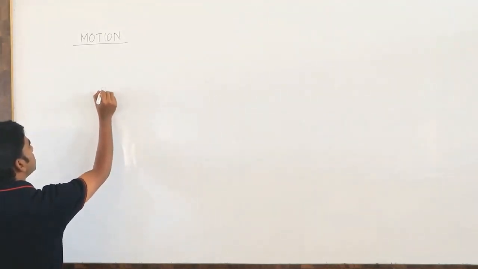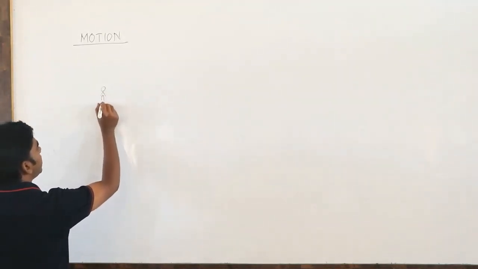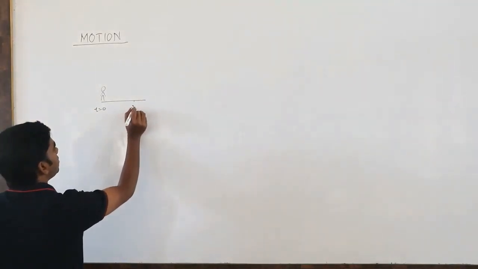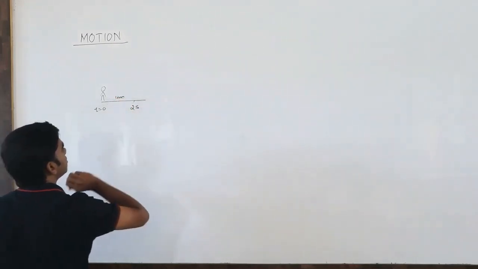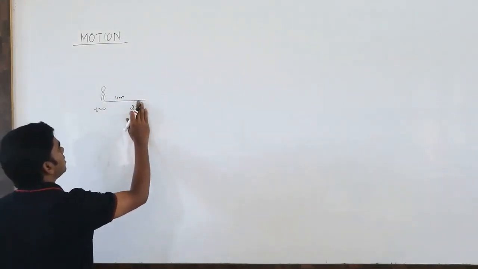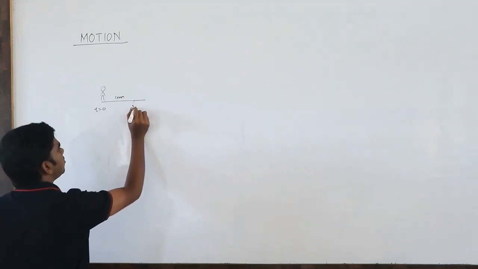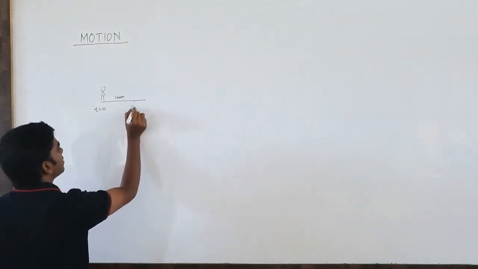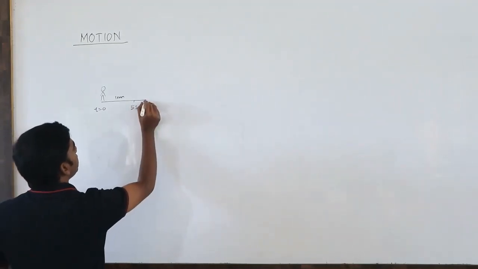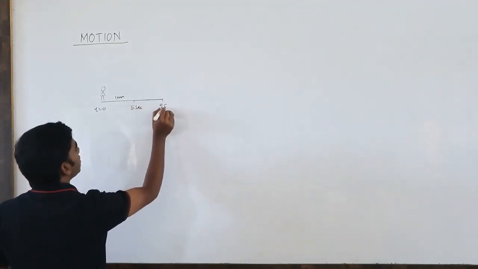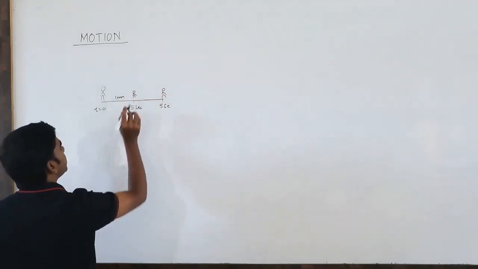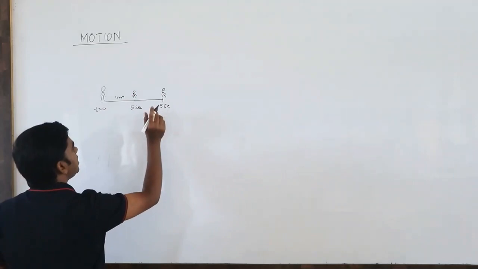Suppose a person is standing here and he starts running. So here time equals 0. After 2 seconds, he will cover say some 10-meter distance. 2 seconds is very less, so let me take 5 seconds. Again after 5 seconds, he will come here. Again after 5 seconds he will come here.